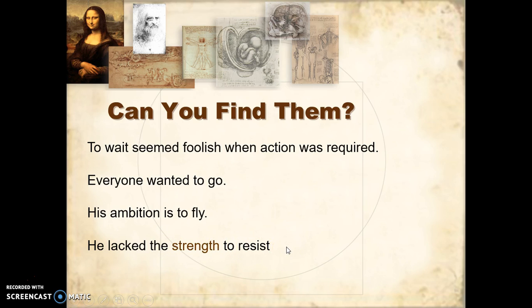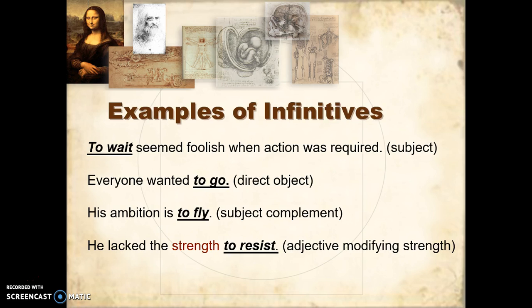All right, so let's find your infinitives. Hopefully you underlined them. In this case, it's to wait, and it's functioning as a subject. In this case, it's to go, and it's functioning as a direct object because it follows an action verb, wanted. In this case, it's to fly. It's functioning as a predicate noun, following the linking verb is. And in this case, it's to resist, which modifies strength. So it's functioning as an adjective. You'll almost never see an infinitive functioning as an adjective, so guess noun. That's what I'm just saying.